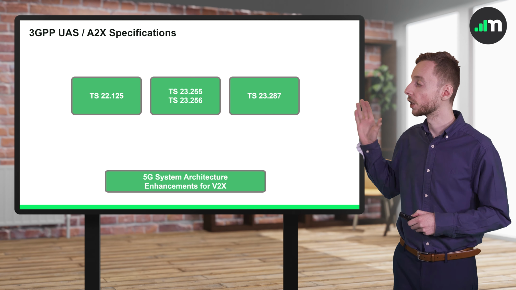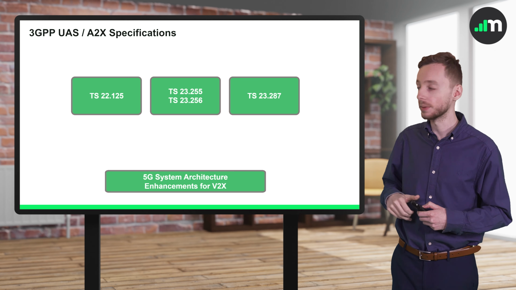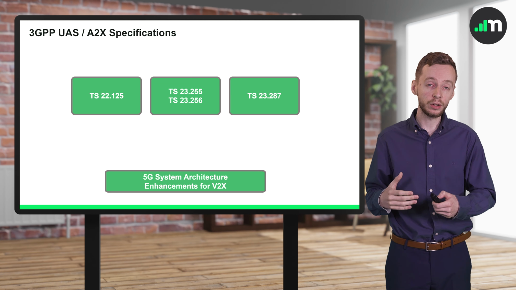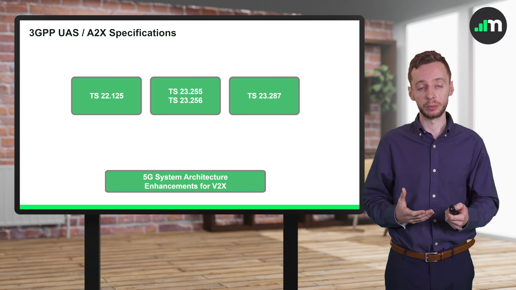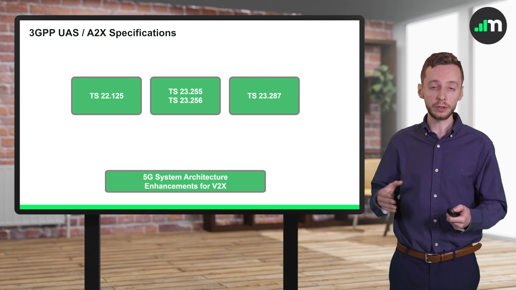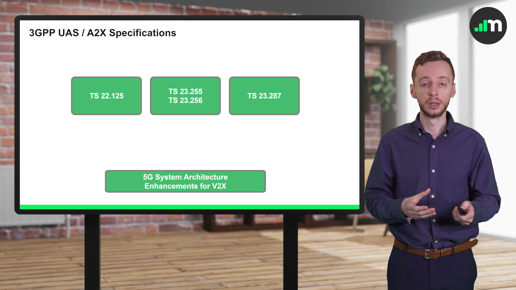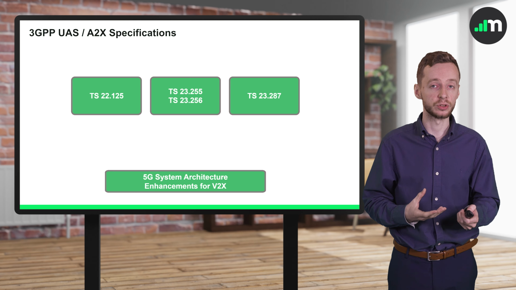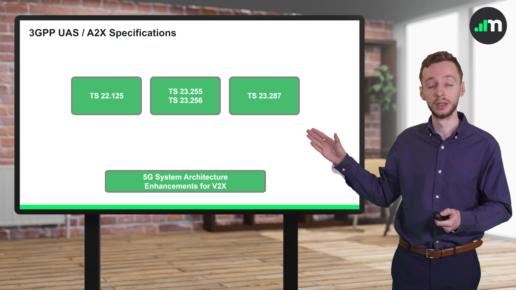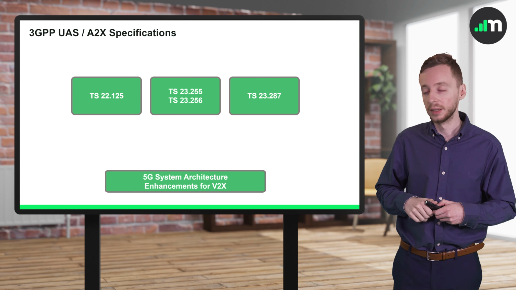Moving on from that, we've got TS 23.287. Now, this is 5G system architecture enhancement for V2X, but we previously discussed how a lot of the A2X enhancements which are being utilised are based upon the V2X specifications. So if you go through the A2X specifications, a lot of the references within there will say, whenever you're looking at this specific process, such as registration, look at the V2X specification that we've got here and just replace the word V2X with A2X.